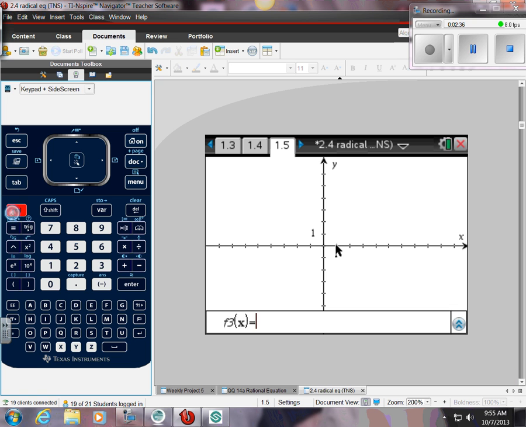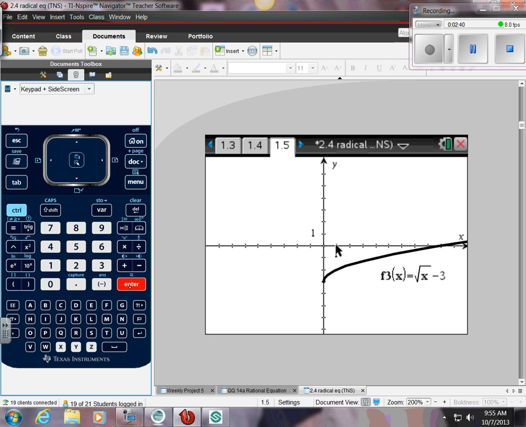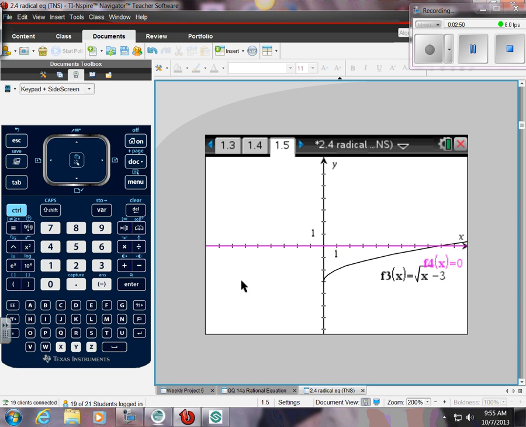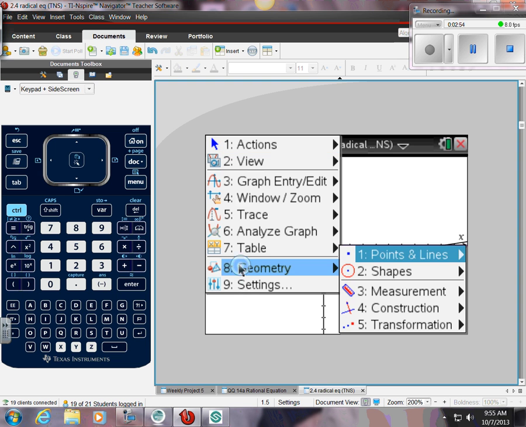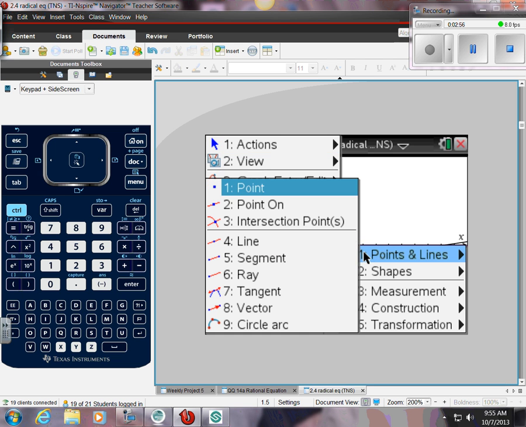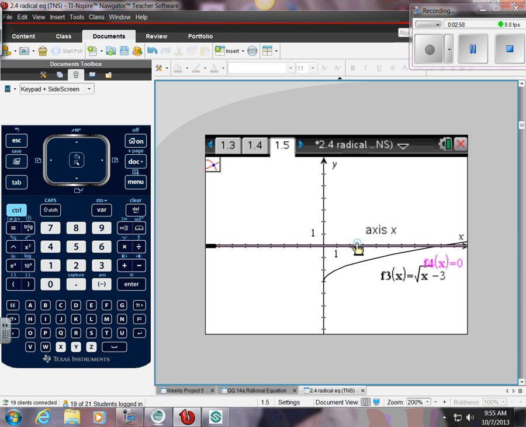So square root of x minus 3. So there's my square root function, right? What else am I graphing? 0. Y equals 0. So there's the other half. What am I looking for? The intersection point. How do I find it? Menu, geometry, points and lines, intersection point, click, click, and there it is.